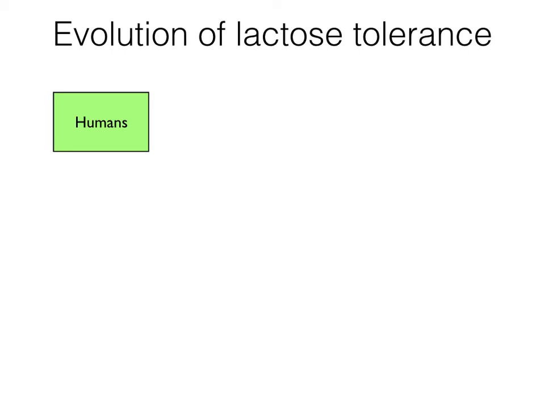One very well studied example of gene culture coevolution is the evolution of lactose tolerance. This is the ability to digest milk as adults, and only a few populations around the world have this ability. Most populations, adults are unable to digest milk sugars as adults. They're lactose intolerant. So here's how the argument goes.